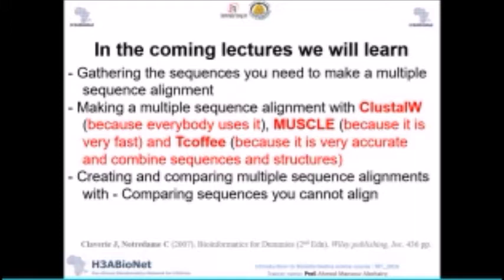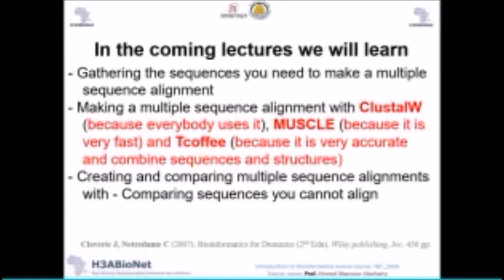You can also use Muscle. Muscle is very fast if you have a lot of sequences, so in this situation you can use Muscle. And the third program is called T-Coffee, which is very accurate and combines sequences with structure. This is the third program you can use and it is recommended for making a multiple sequence alignment. There are also other programs, but these three are the most famous: Clustal W, Muscle, or T-Coffee.